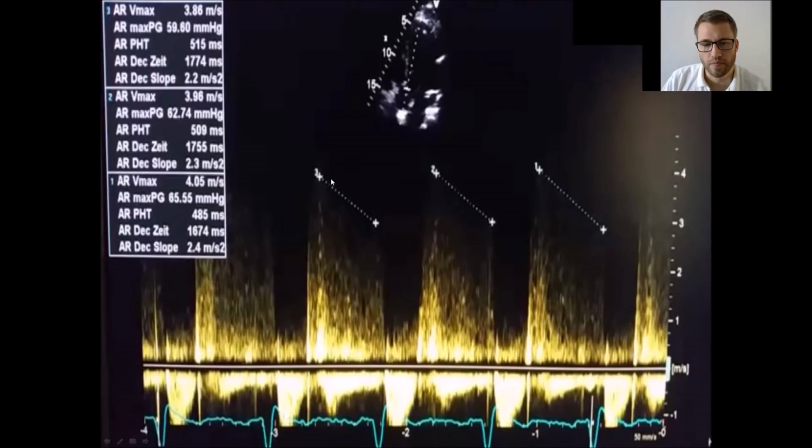I put a Doppler on it, and you can see the pressure half time. The pressure half time is from 150 milliseconds, 509, 485, somewhat about mild to moderate aortic regurgitation. I would say it's a mild one if you have a look at the pressure half times.